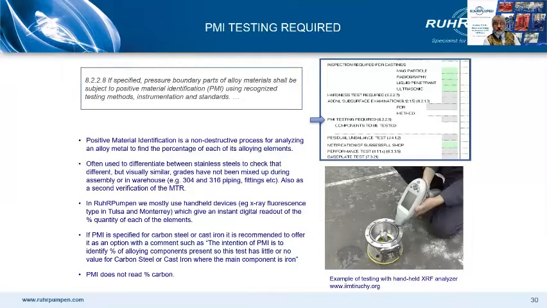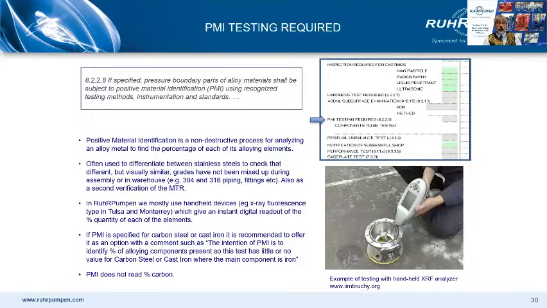304 and 316 piping might be stored next to each other in the stores, and it's possible that a piece of the wrong grade might be picked up by mistake. Also, it's a check that the correct filler rod has been or is being used in welding.